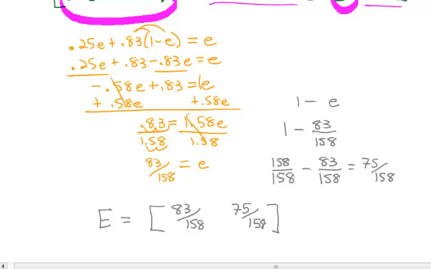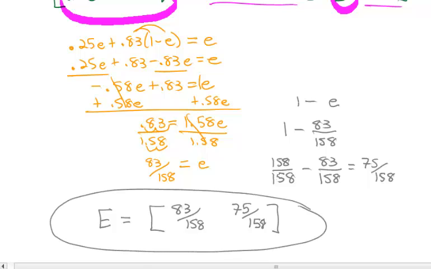So with this transition matrix, we reach equilibrium when the first group maintains 83 out of 158 of the market share, and the second organization has 75 out of 158 of the market share. This is our equilibrium.